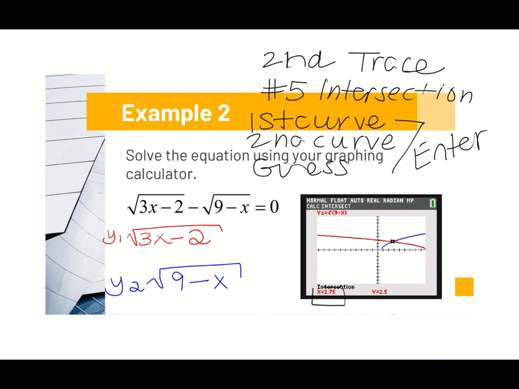That makes it true. And we have x is equal to 2.75. So the answer to this equation here would be x equals 2.75. That's where our graphs cross, intersect. That's our solution, 2.75.